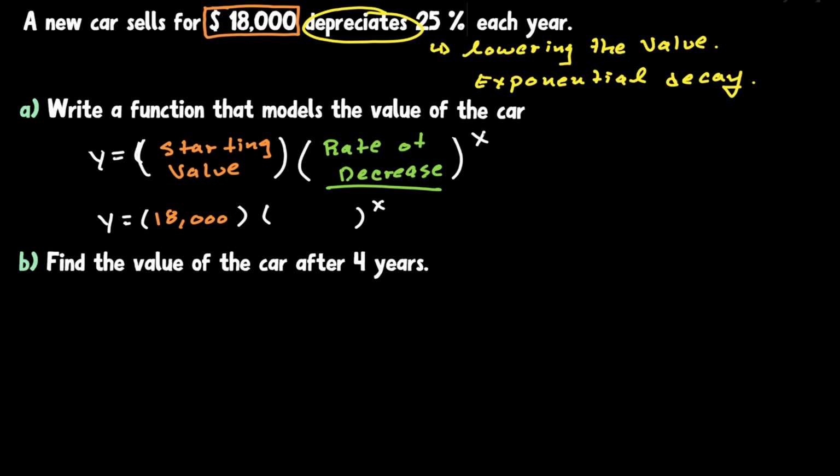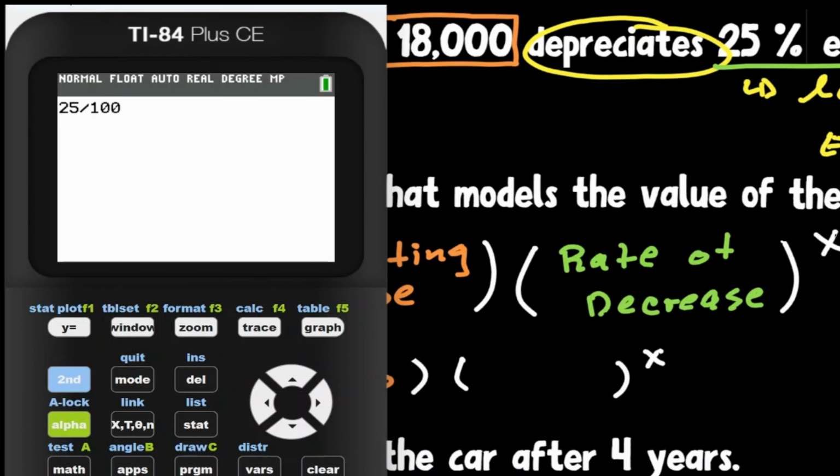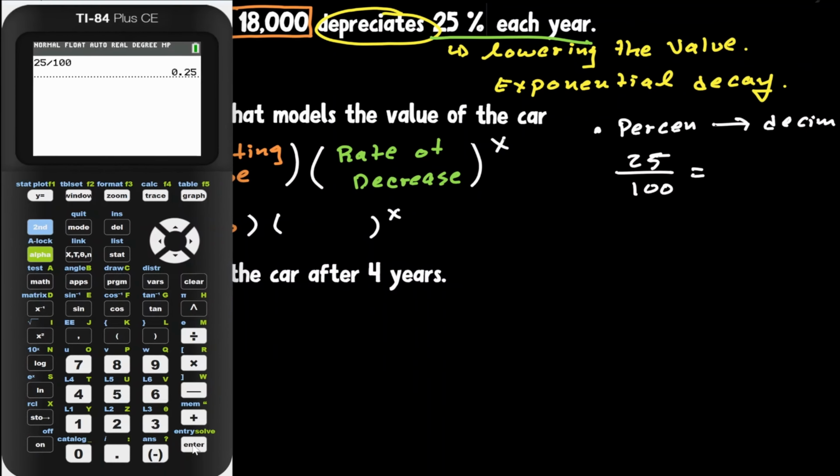So now let's think about how we can find the rate of decrease, and let's just plug it in here in our equation. Well, we have this information here. It depreciates in value by 25% each year. The first thing that we would like to do, let's look at this percentage and convert it in decimals. One way to do this is to get the value of the percentage, which is 25, and we will divide it by 100. That is going to give us a decimal of 0.25.